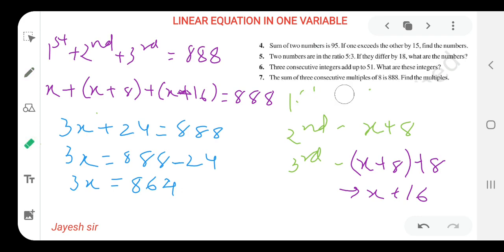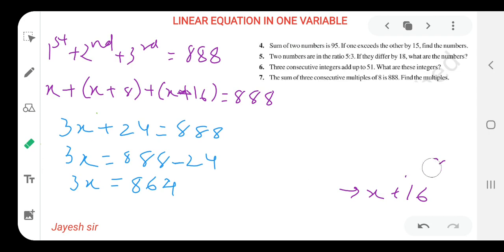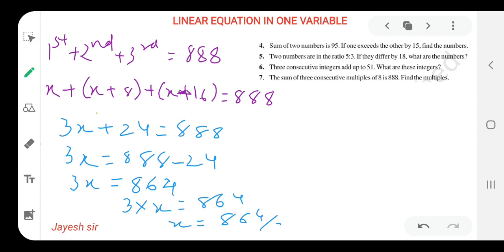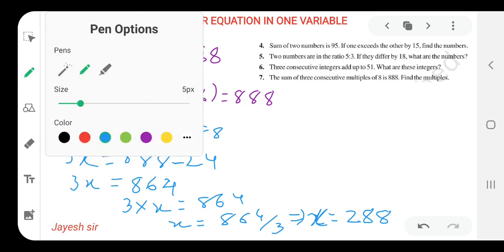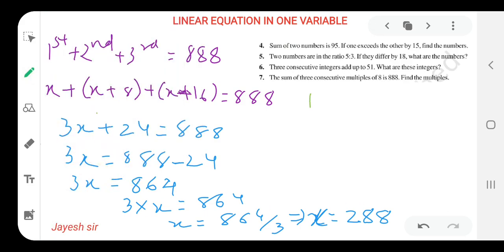Now 3 and x are in multiplication on this side, so after going to the other side it will become division, as we have done in our previous sums also. So 3 multiplied by x equals 864. Now 864 divided by 3, so let's solve it. 3 2s are 6, 3 8s are 24, again 3 8s are 24, so the value of our x is 288. So our first number is 288. We have got this number after solving so much.